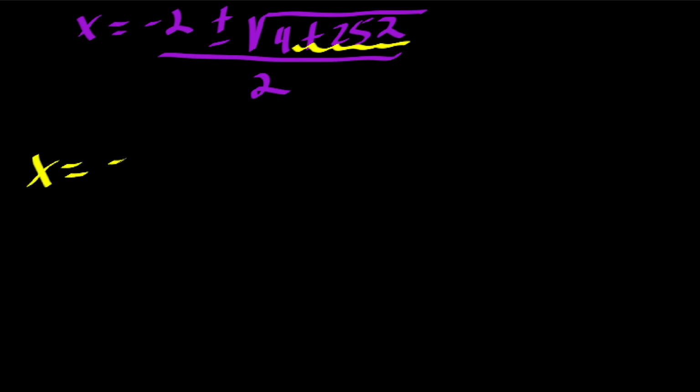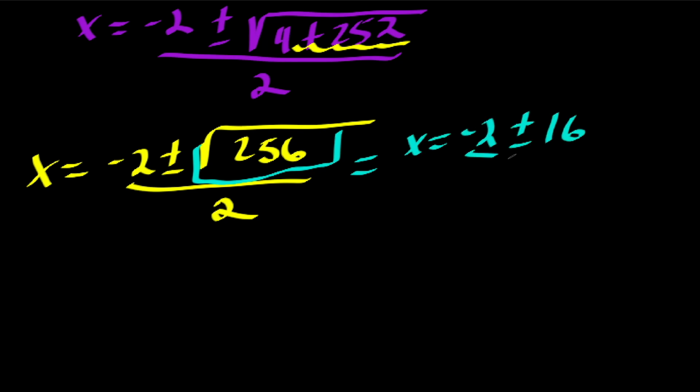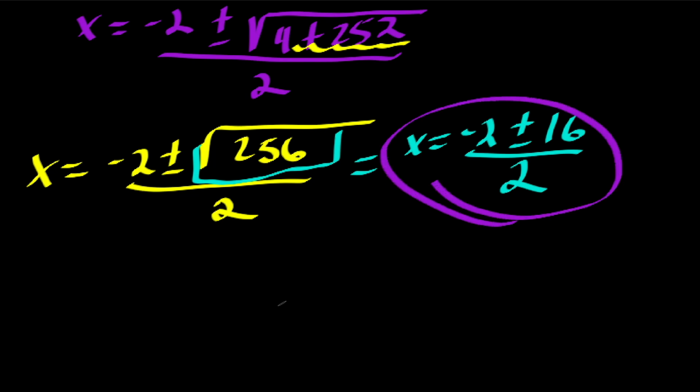So that would give me x equals negative 2 plus or minus the square root of 256 all over 2. And hopefully we're good with this, but the square root of 256 is actually just 16. So this becomes 16. So now we have x equals negative 2 plus or minus 16 all over 2. Now, once you get here, it's a common mistake for people to just say, well, I'm finished.